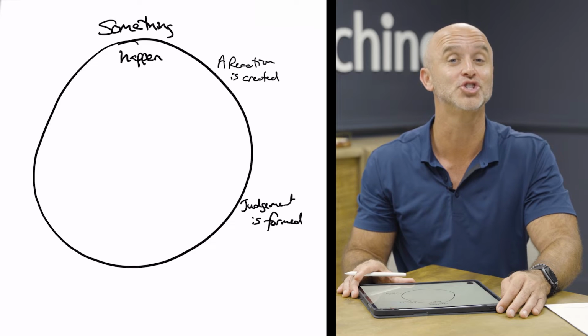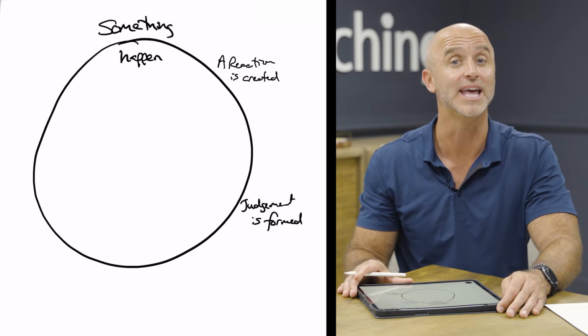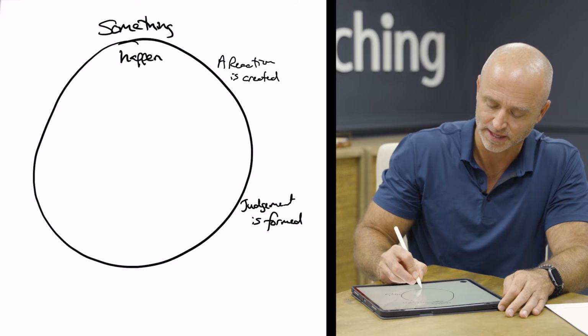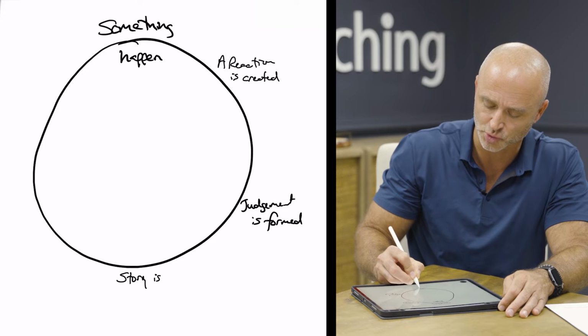And then we go into the story portion of the story model, and that's at 6 o'clock. So at 6 o'clock, story is created.